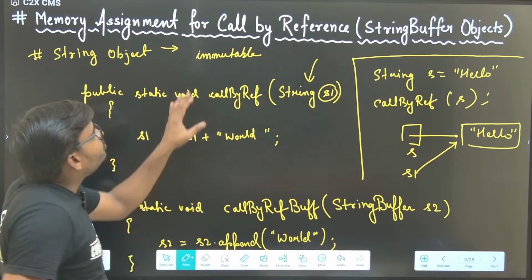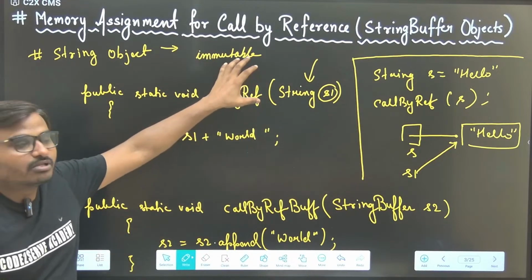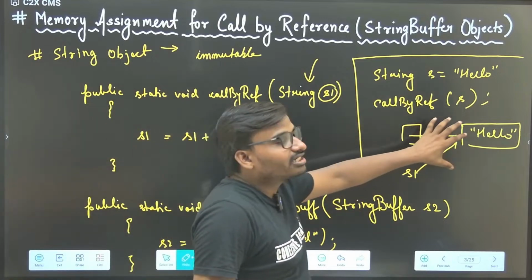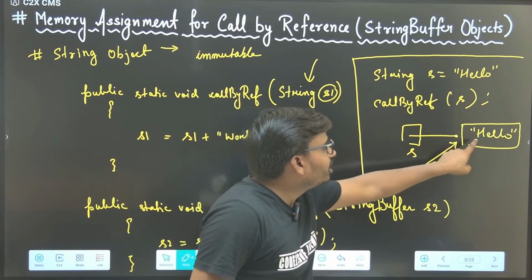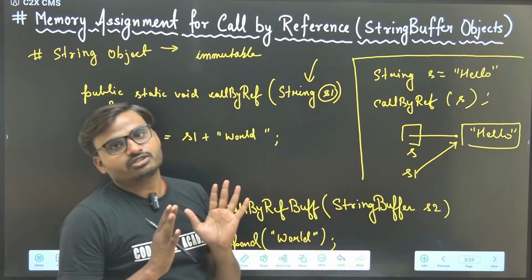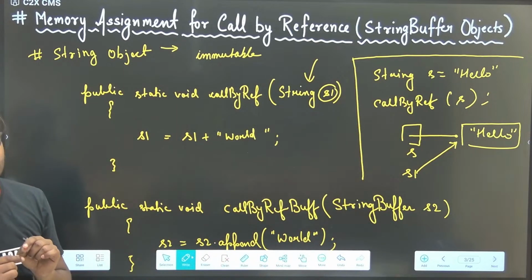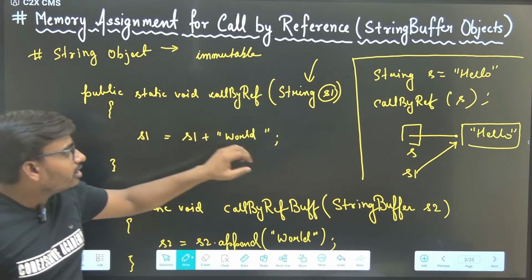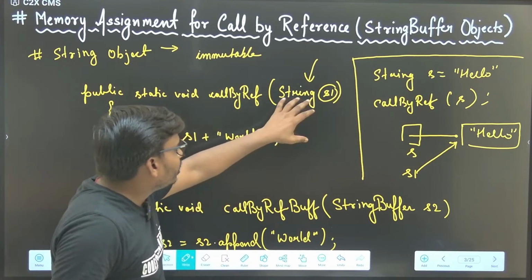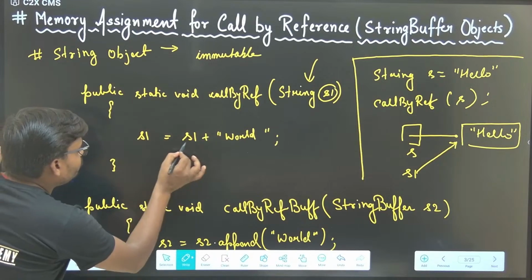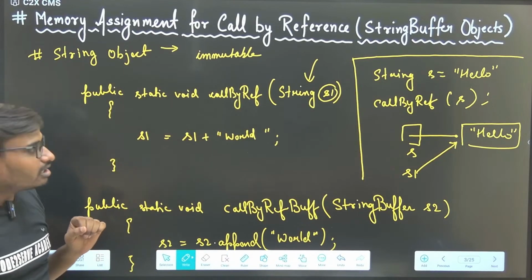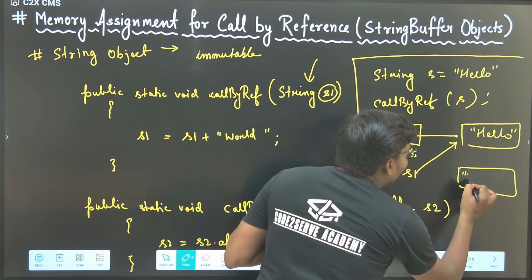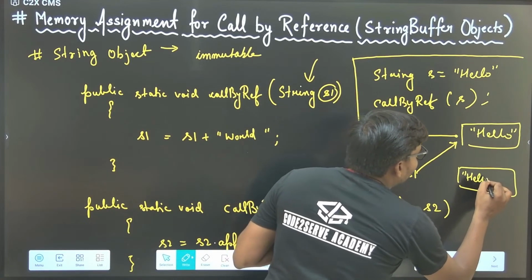Okay, string object is immutable. This you have to remember. Since string object is immutable, once you declare it, you cannot change it. So that is the case with a string object. Now what you are telling, like S1 should be S1 plus world. That means you are telling the new value of S1 will be hello world.